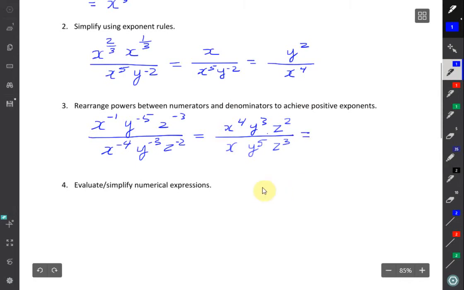So I'm planning ahead here, seeing where these are going to end up. This will end up with an x power in the numerator because this is larger than that exponent. The y will end up in the denominator and the z will end up in the denominator. So I will have an x power in the numerator. That's x to the 4 minus 1, which is 3. And in the denominator, y to the 5 minus 3 is 2. And z to the 3 minus 2 is just z to the power 1, but I don't need to write the 1.